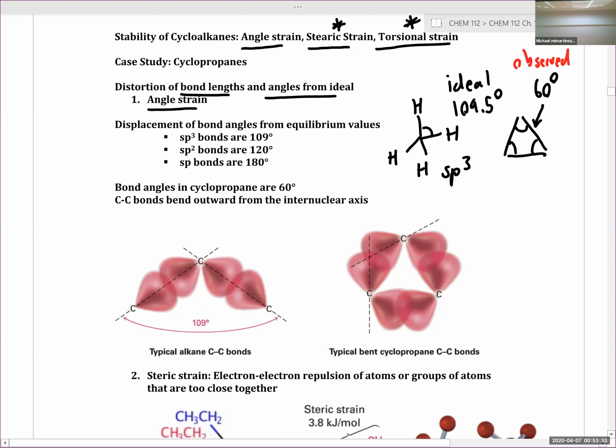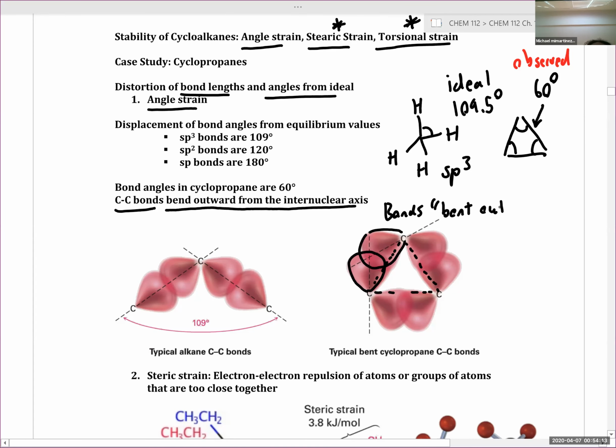So in our cyclopropane system, the carbon-carbon bonds are going to bend outward from our internuclear axis. So if our cyclopropane, under ideal conditions, we'd have our carbon-carbon bond along the dotted line. Instead, our orbitals are going to overlap, and they're going to be bent outward from the ideal carbon-carbon bond axis. So our bonds are, quote unquote, bent outward.